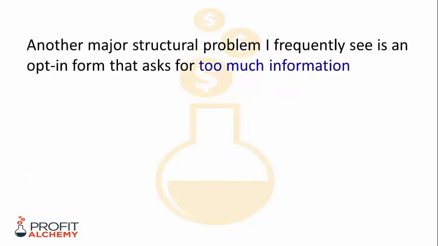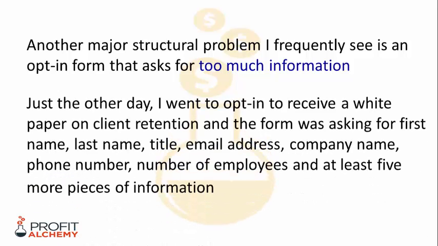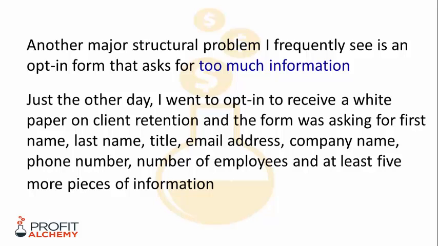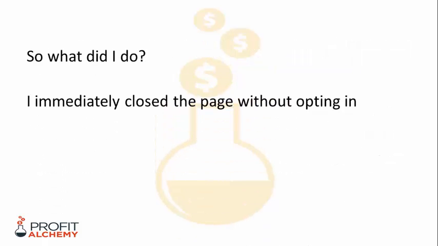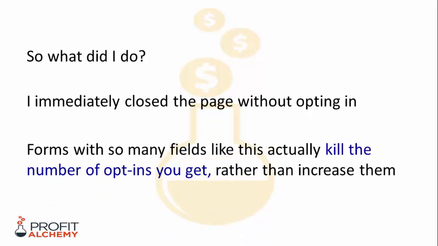Now, another major structural problem I frequently see is an opt-in form that asks for too much information. Just the other day, I went to opt in to receive a white paper on client retention, and the form was asking me for first name, last name, title, email address, company name, phone number, number of employees, and at least 5 other pieces of information. So what did I do? Well, I just clicked out of there and closed the page without opting in. It was just too much information. Forms with so many fields like this actually kill the number of opt-ins you get rather than increasing them, so they don't help you in any way.